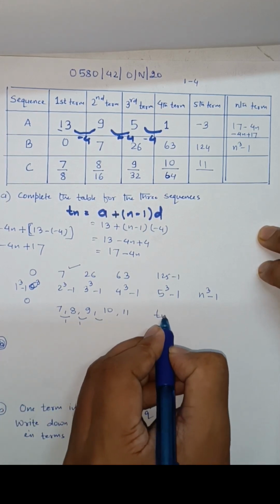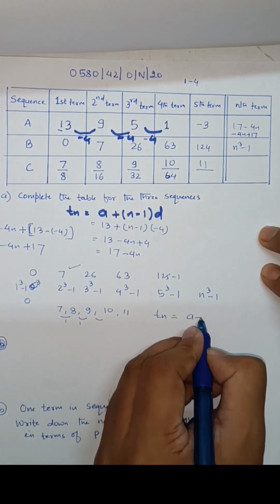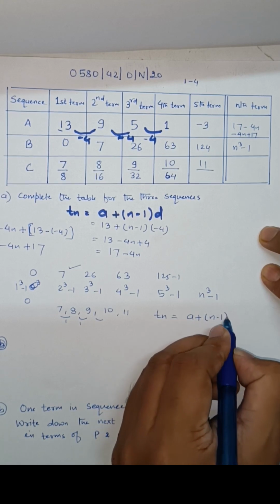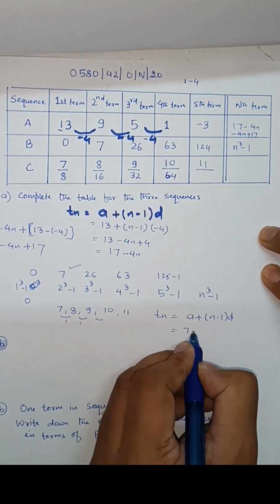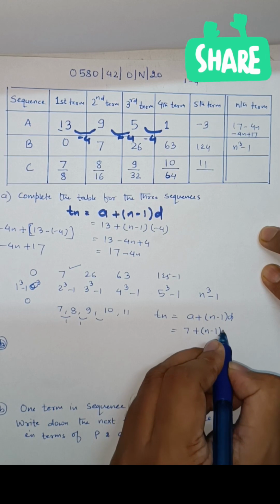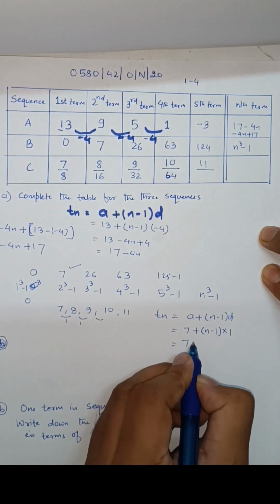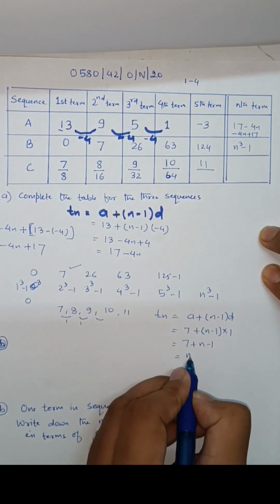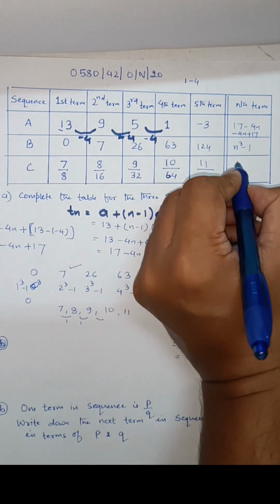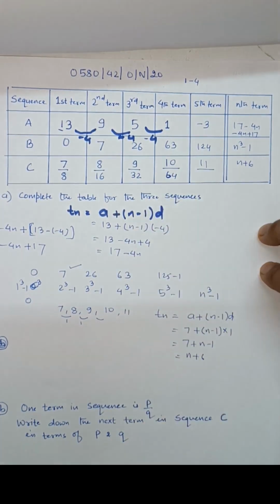So if I have to write Tn in this scenario, I can write A plus n minus 1 into D. A is going to be 7, n minus 1 into D is 1. So 7 plus n minus 1, which is going to be n plus 6. So n plus 6 is our nth term. So the first part is done.